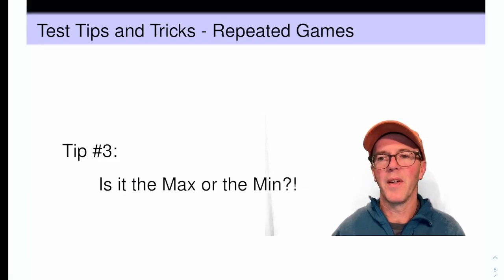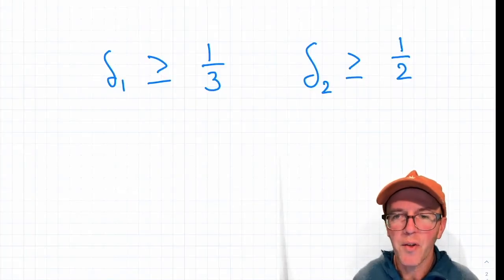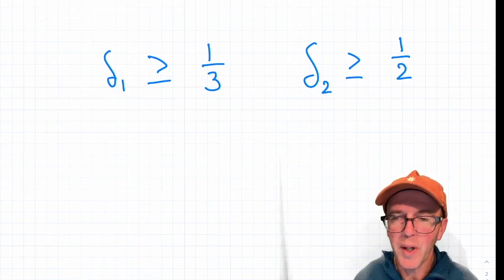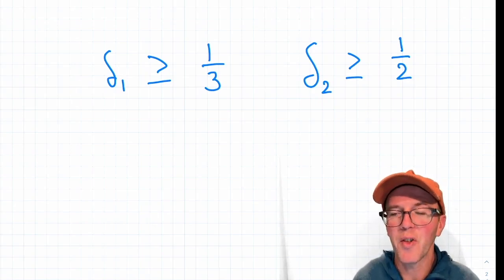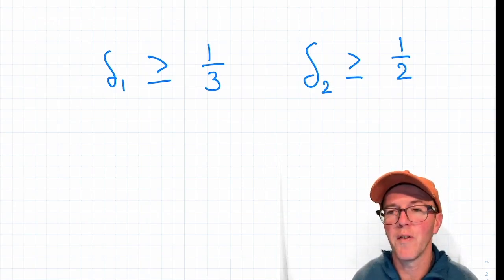Tip number 3, you found 2 different discount factors. Is it the bigger of these or the smaller of these? Now, the third trick is by far the most important. Every single time I ask a question like this, I'll have a different discount factor for player 1 and for player 2. And the reason is I want you to be able to see whether it's the smaller of these 2 values or the larger of these 2 values.